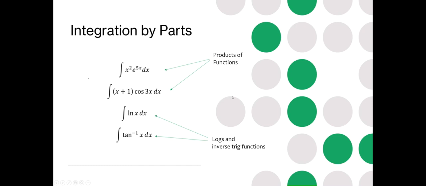First and foremost, I'm usually looking for a product of functions. I'm looking for 2 things that are multiplying by each other to make integration by parts work. It might be a common temptation to try and split this up into 2 separate integrals, but you can only do that if it's adding or subtracting 2 functions or expressions. Here, if it's a product, you're going to use integration by parts. Another time that I might use this is with some sticky functions like logs or inverse trig functions. This is a great method to integrate those.